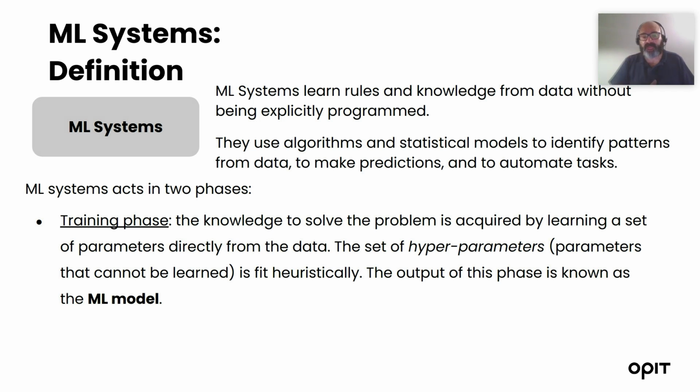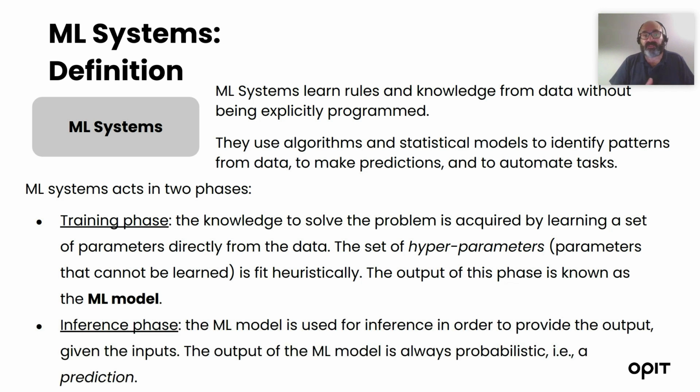from the data. There is another set of parameters in machine learning systems called hyperparameters. These are the parameters that cannot be learned from the data. And this set of parameters is fit heuristically. It means that we need to try and check what's the best set of parameters that we can use to fit better for the specific task. The output of a training phase is what is known as a machine learning model.